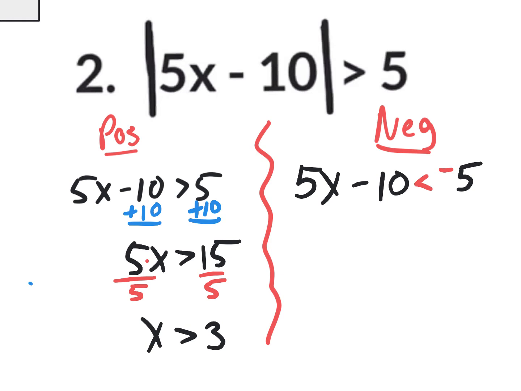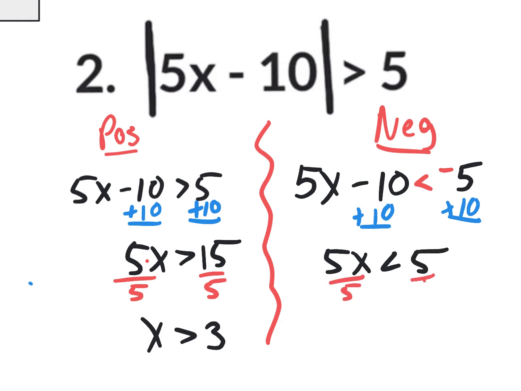Now the other one, same deal, plus 10, plus 10. We have now 5x is less than 5. Final step, divide by 5, divide by 5. Again, we're dividing by a positive 5, so we do not flip the inequality symbol. Now, those are our answers.